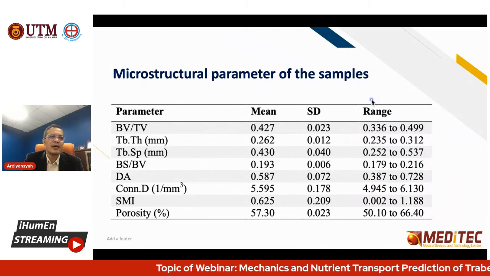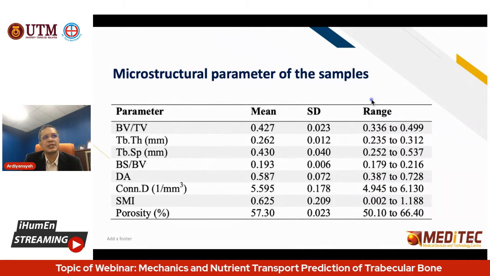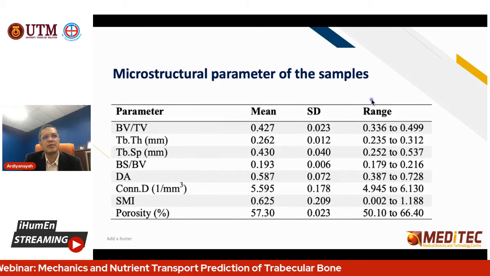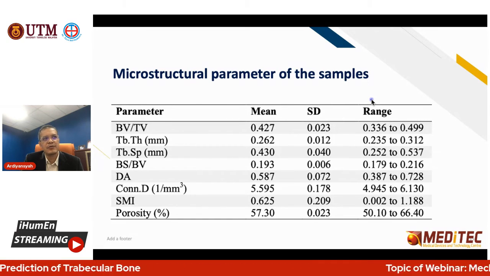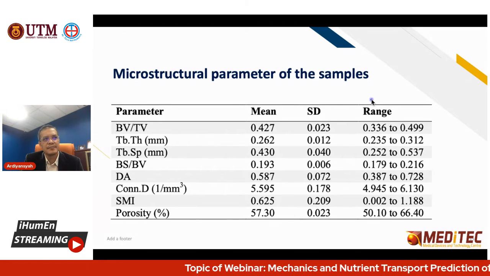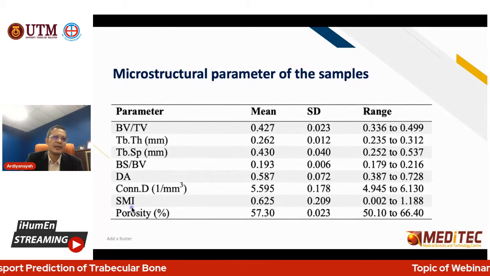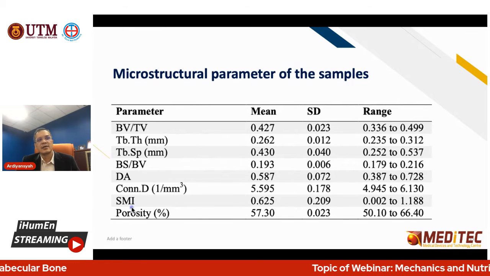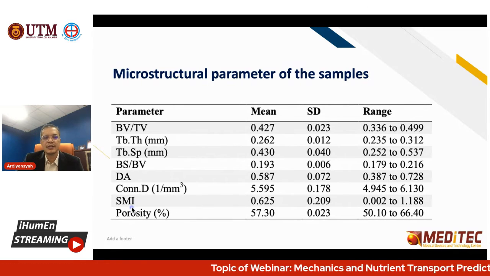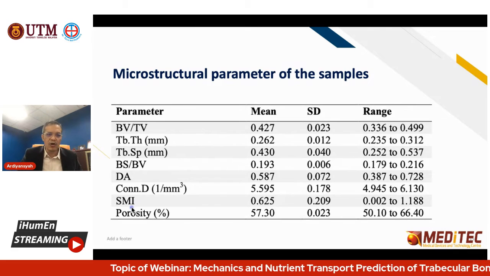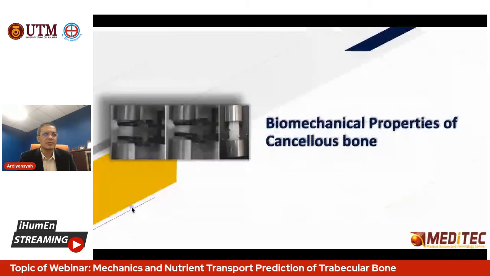This is an example of the morphology of the trabecular bone. These are the common parameters: volume fraction, trabecular thickness, trabecular separation, bone surface, bone volume fraction, the degree of anisotropy, connectivity degree, SMI, and the porosity. Then you can analyze the effect of the architecture on the mechanical properties or the fluid flow in the cancellous bone.